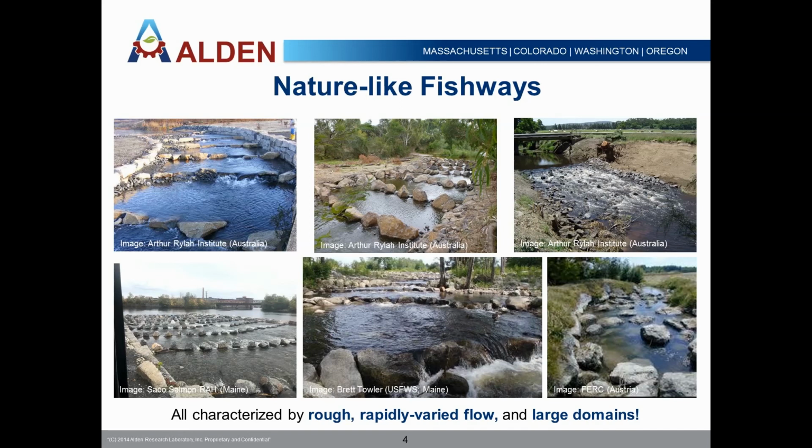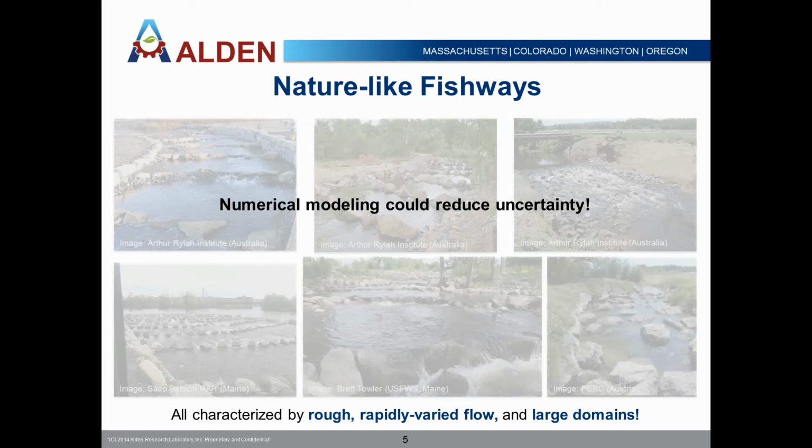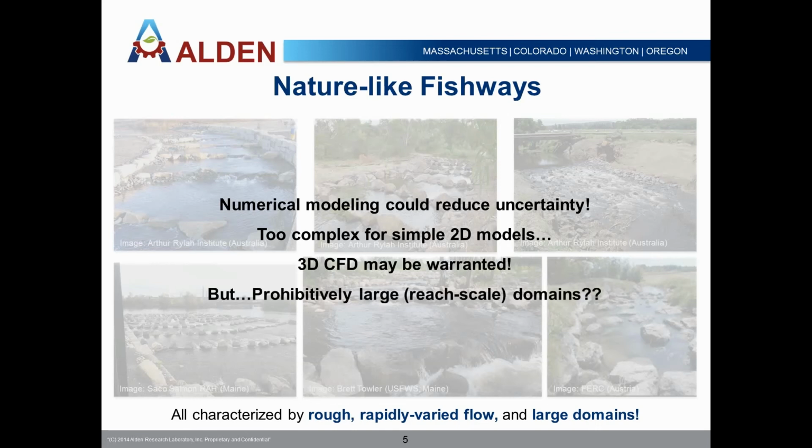So numerical modeling might be a good way to reduce the uncertainty in nature-like fishway design. However, the flows are often too complex for simple depth-averaged shallow water 2D models. So maybe 3D CFD might be warranted in some applications as a design tool. But as I said, there are often prohibitively large domains that need to be considered. These kind of reach scale domains are not typical for very highly resolved CFD models.